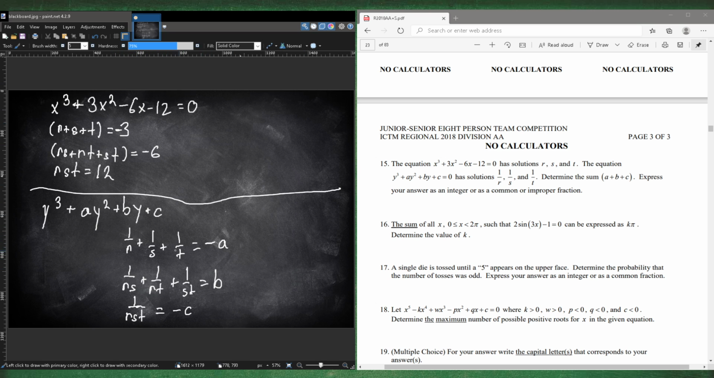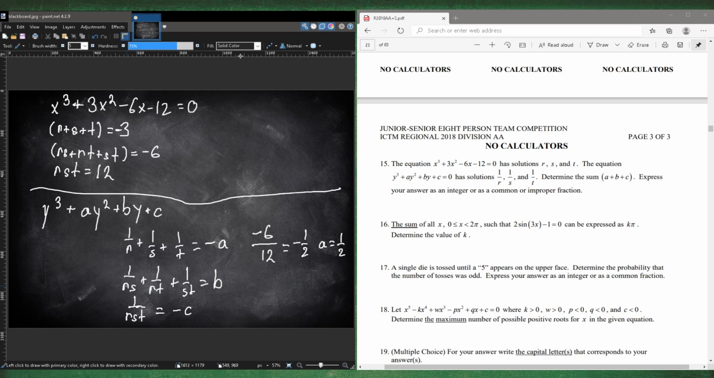Because if you simplify this, the denominator will just be rst as our least common multiple. So on the top, for r this will be st, this will be rt, and this will be rs. So it'll just be the sum of the product of the two, which is negative 6, over our rst, which is 12. So that's negative 1/2. So that means a is 1/2. Okay, so we got that value.